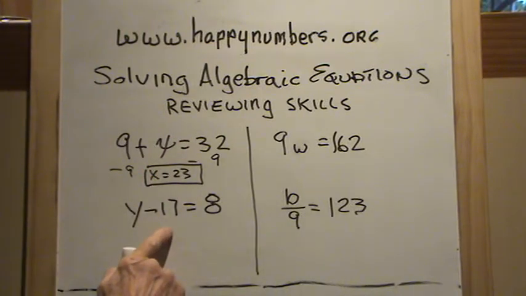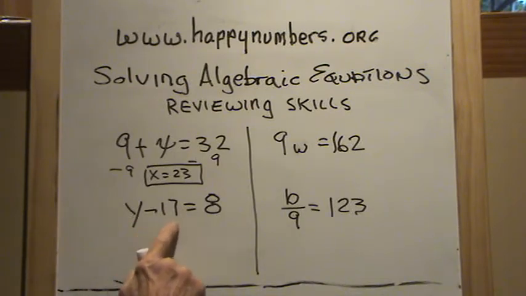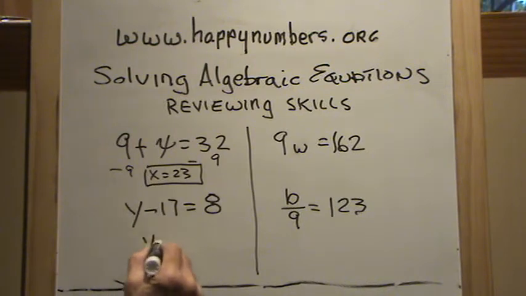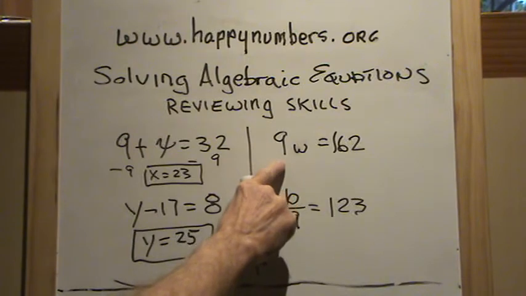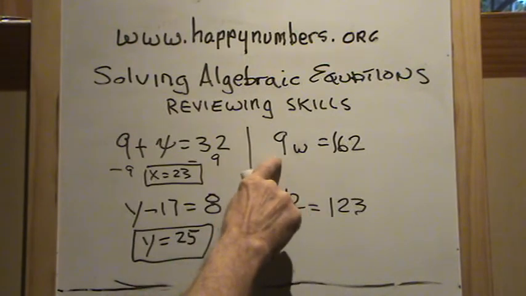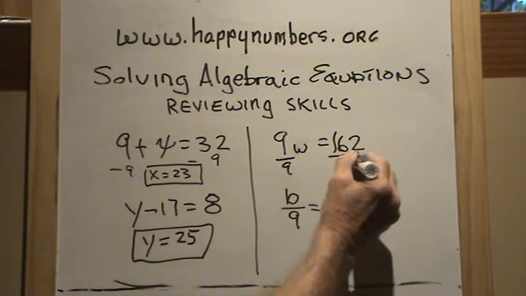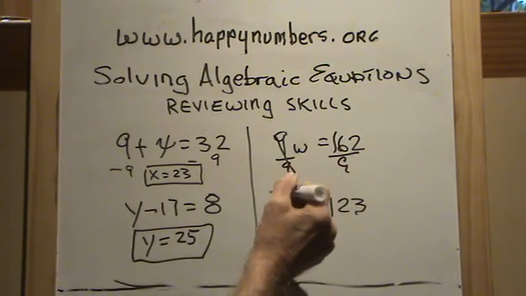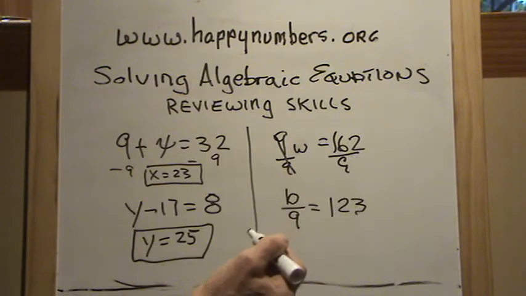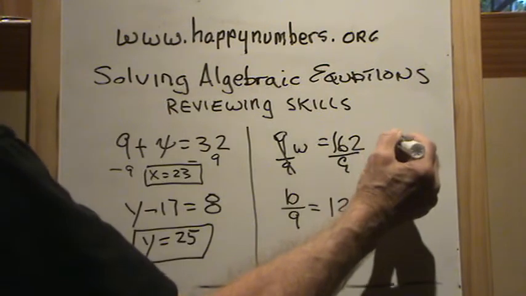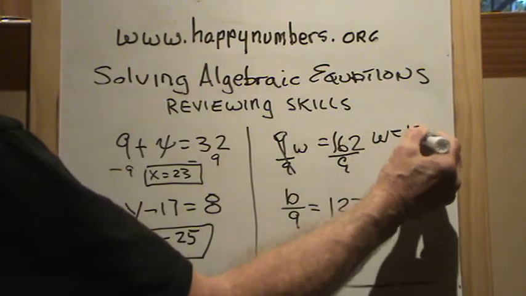Here, this one, you just needed to use simple addition to put the 17 on that side, and you wind up with y equals 25 as your answer. This one here, we know the multiplication. This is multiplication, so we should have used division, and this would cancel out. And I think if we divide 162 by 9, we get 18. So W should have equaled 18.